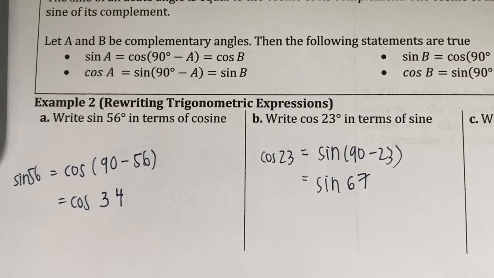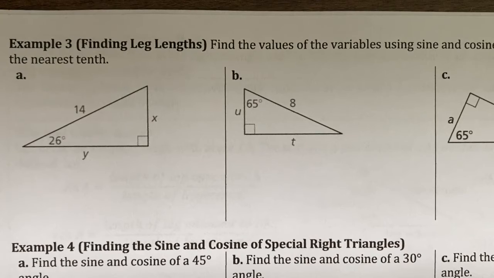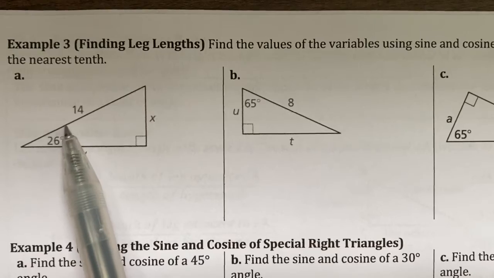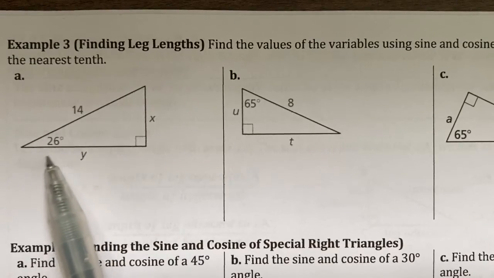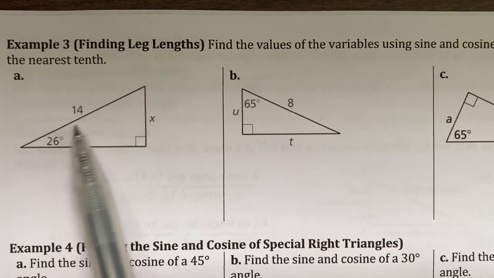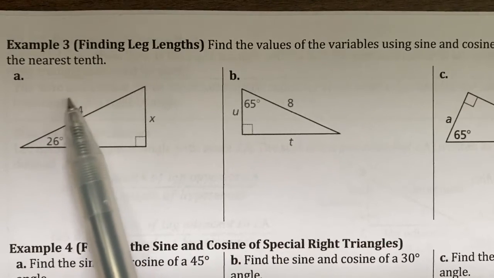We're going to do one more example today. In example 3, we're going to find the missing measurements of the triangle. We're going to find the values of the variables using sine or cosine, and we want to round our answers to the nearest tenth. So for A, we know that this angle has a measurement of 26. We don't know the lengths of the legs of the triangle, but we do know that the hypotenuse is 14.